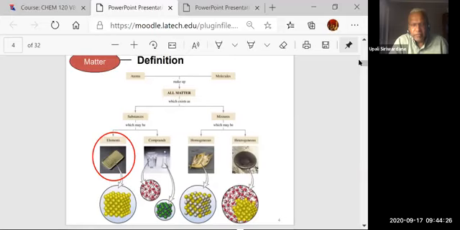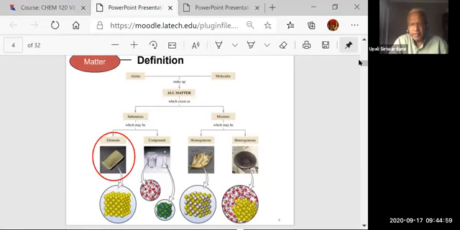Even compounds have certain characteristics. Water has a melting point and boiling point. Mixtures, on the other hand, are different combinations of elements and compounds. Two different elements combine to make a mixture. They are not chemically bound; they are independent. Also, an element and a compound, or two different compounds, can make mixtures.